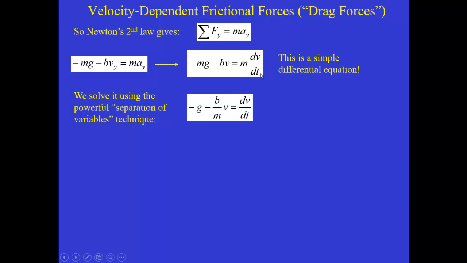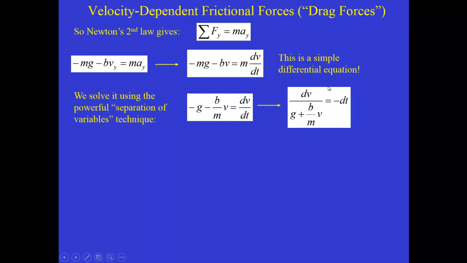I'm getting the derivative all by itself. Now what I want to do is get all the terms that have v on one side of the equation. So let's divide both sides by, well, first multiply both sides by dt. So then I'm going to have this negative g minus b over m times v term, right? And then divide both sides by that.